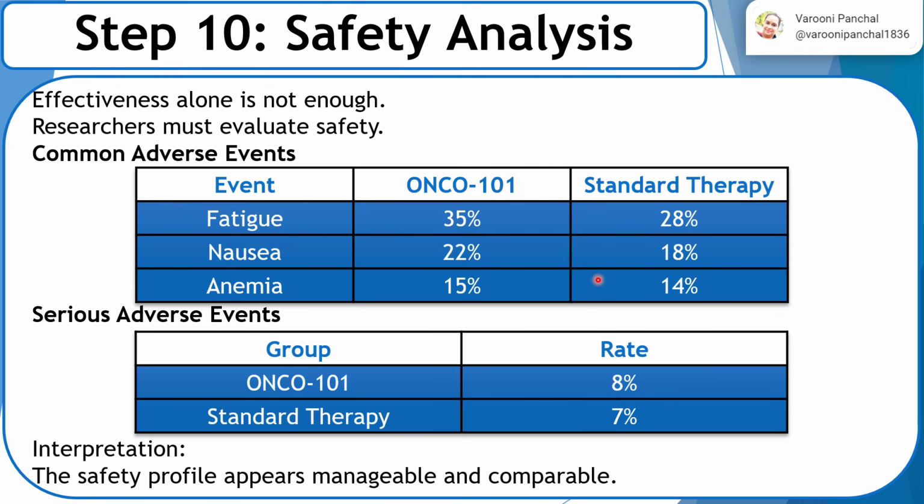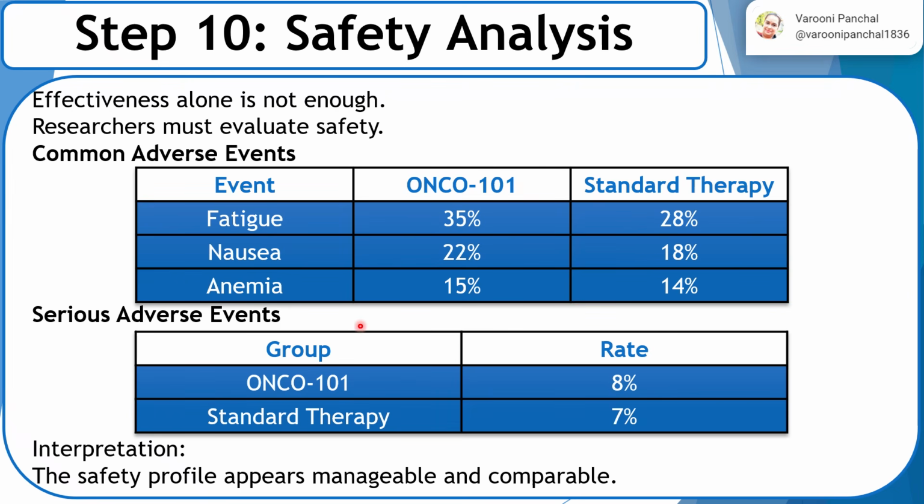But say for example, this common adverse event anemia in Onco 1001 is 15, whereas in standard therapy it is 30 or 50, then it becomes a question. So there is not comparable or manageable data that you're getting, right?